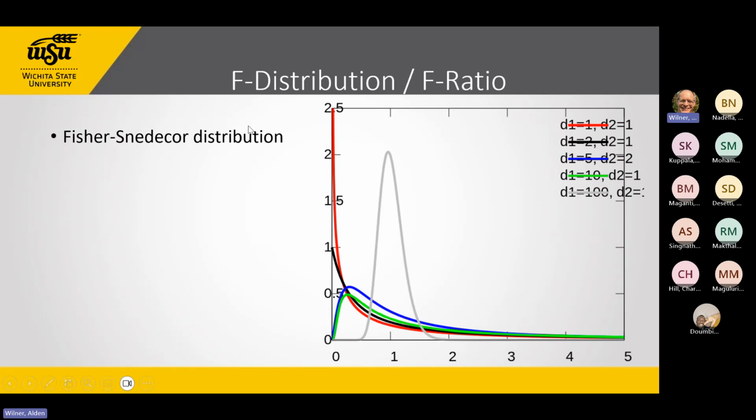The F distribution, also called the Fisher-Snedecor distribution, which Snedecor is a great name, I think, right, is a very flexible distribution.